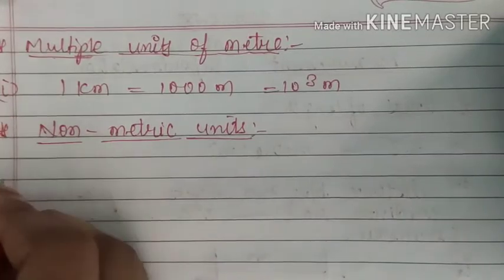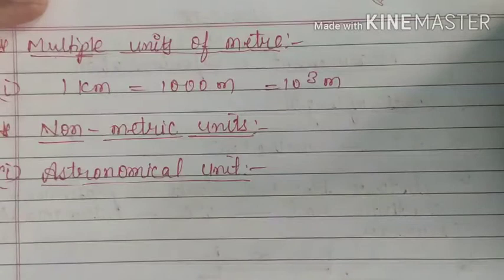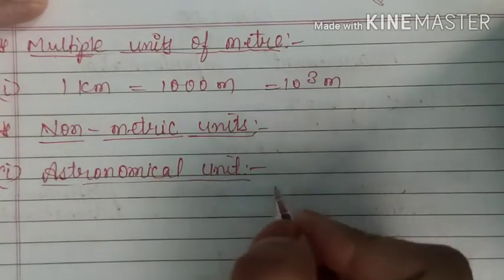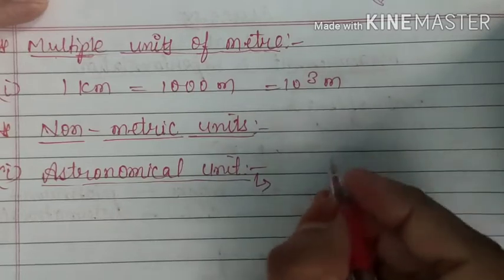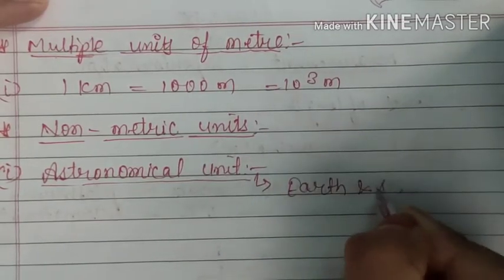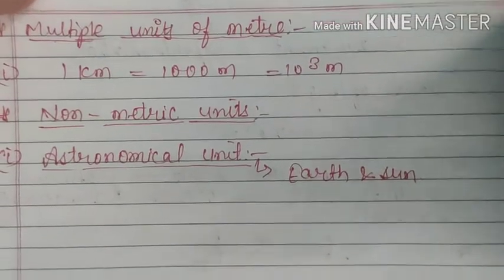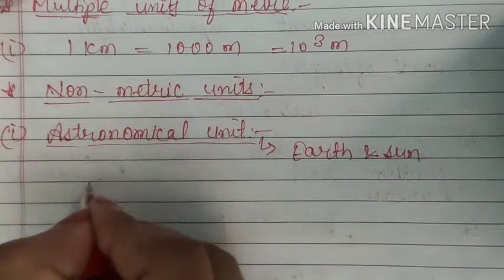So the first one given here is the astronomical unit. For the definition we will say that this is the distance between the sun and earth, or you can say earth and sun, whatever you want. The distance between earth and sun is known as 1 astronomical unit. And now we have to remember its numerical value.